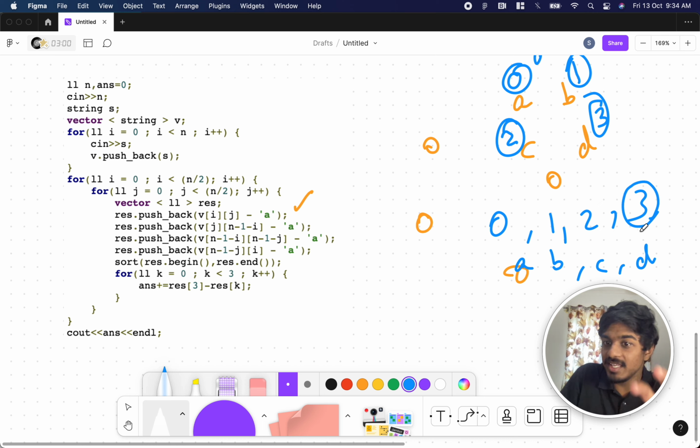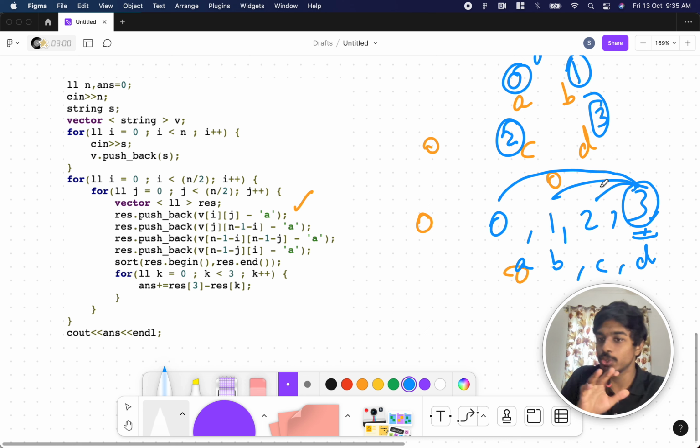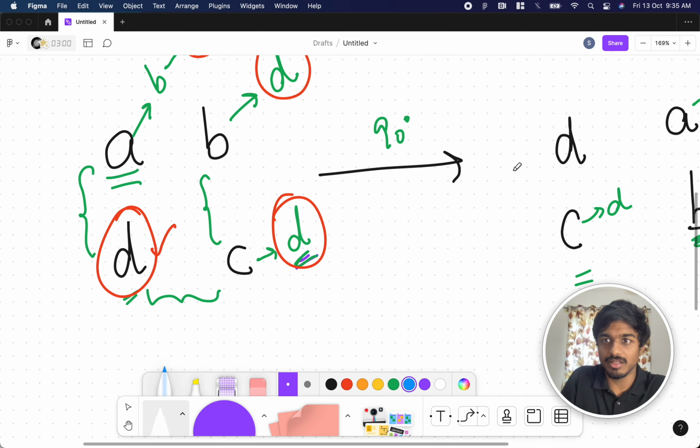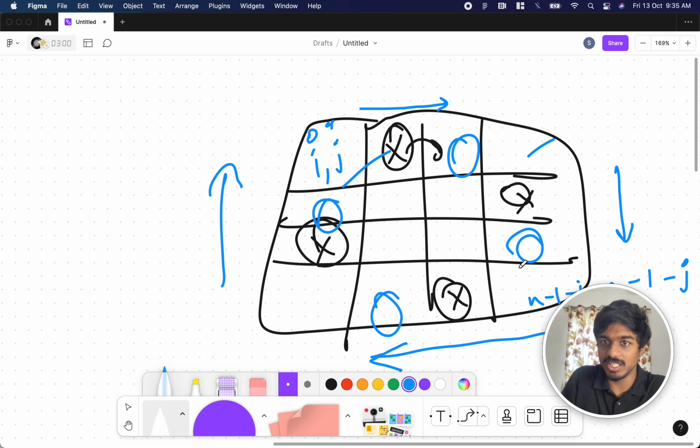I know that D is the value I need to keep across everything. A, B, C should be converted to D. So I sort it and I get the highest value. After I get the highest value, I want to know the number of operations. To know the number of operations, I just subtract 3 minus 0, 3 minus 1, and 3 minus 2. You add everything, and at last you get the number of operations. Now we are able to get this for all these 4 characters.